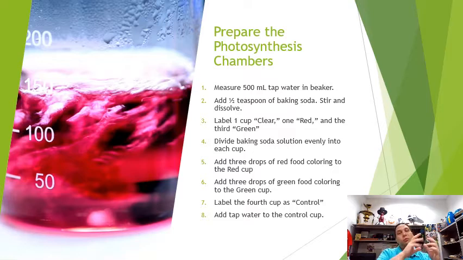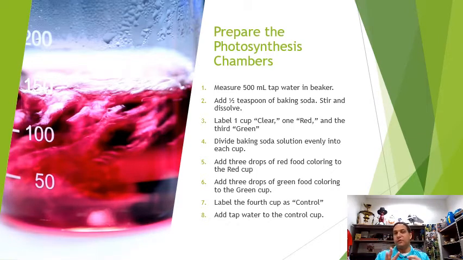Label your cups. One will be clear, one will be red, one will be green. You'll see why in a second. Then divide your baking soda solution. So you've got a bunch of baking soda solution. Divide it evenly into the 3 cups. Add 3 drops of red food coloring to the red cup, 3 drops of green food coloring to the green cup, and leave the other cup as clear.